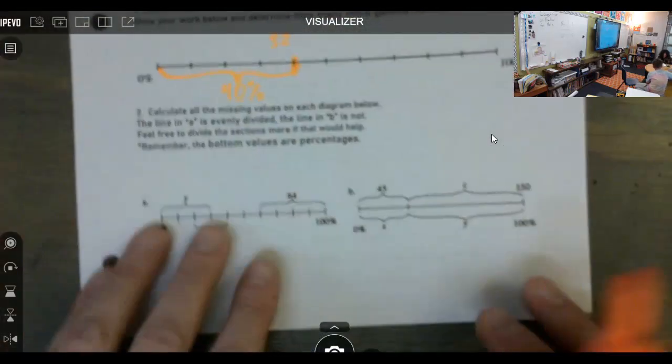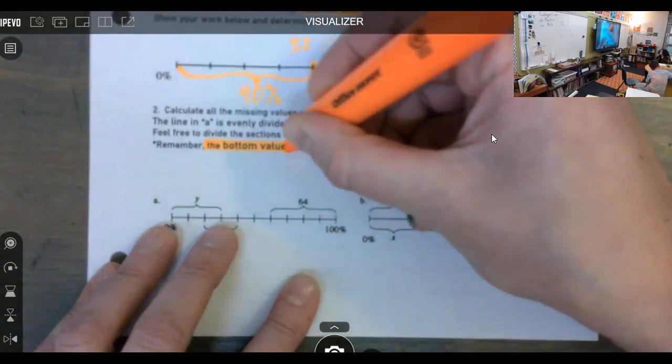Moving on to the bottom part, the bottom values are percentages.